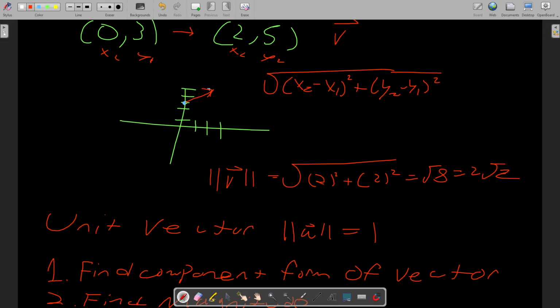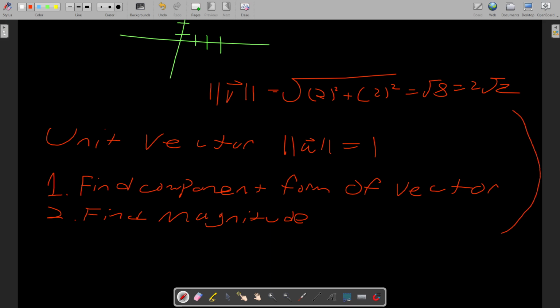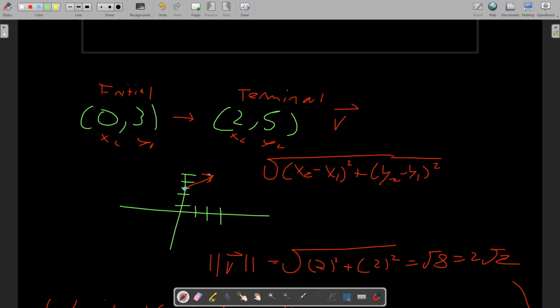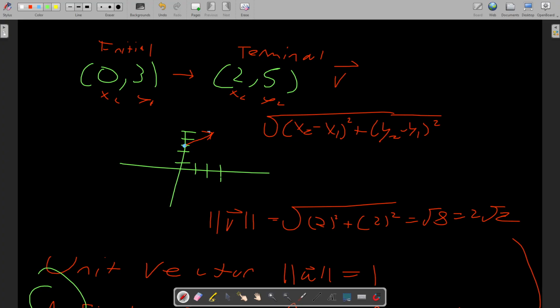So now we found the magnitude of our vector v. How do we find the component form? Well, the component form is going to be terminal point minus initial point. And what this will do is set it up at the origin. It's going to start the vector at the origin. So for example, in this case, it would be 2 minus 0. The component form is denoted with the angle brackets here. So you're going to have the x component, which is 2 minus 0, and then the y component, which is 5 minus 3.